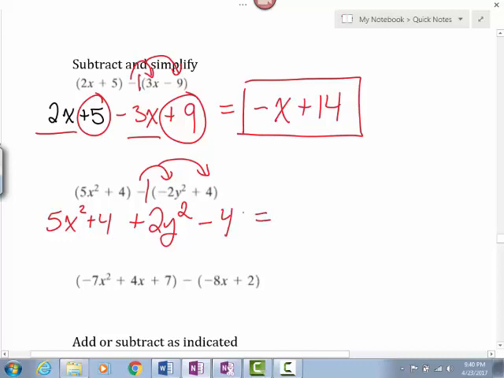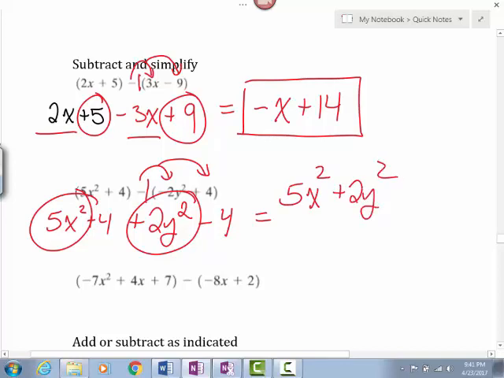Now again, when we combine our like terms, notice this is a 5x squared and a 2y squared. They are not like terms, but I still need to write both of them down. So we have 5x squared plus 2y squared. But then our positive 4 and negative 4 will cancel out, and we're left with that as our answer.